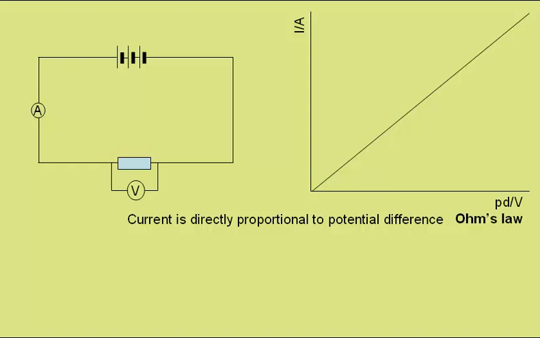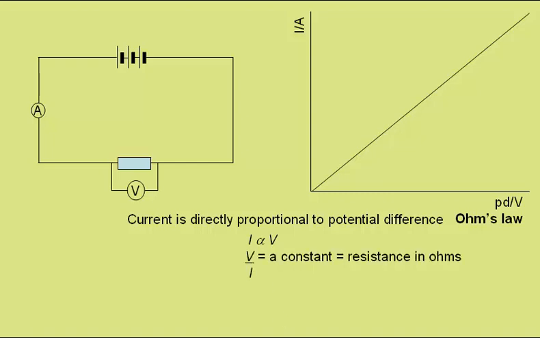It applies to metals as long as the temperature is constant. But as we'll see later, there are many things that do not obey Ohm's law. We can write this statement in shorthand as I ∝ V, where I is the symbol for current, ∝ means is directly proportional to, and V for the potential difference or voltage.